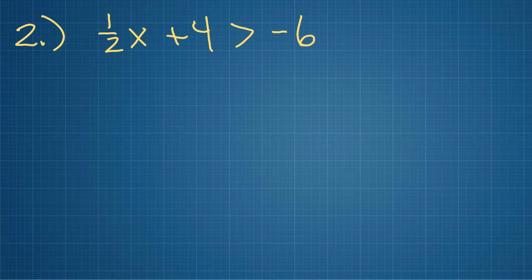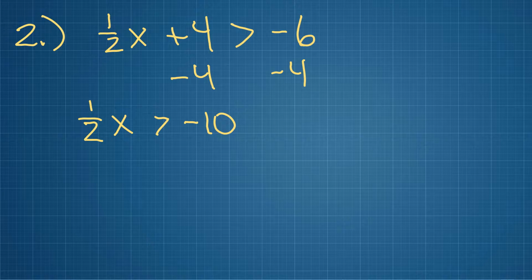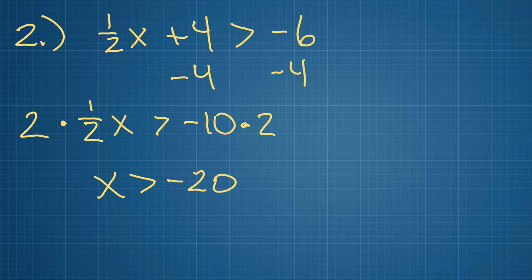All right, number 2. Same exact thing. We're going to do PEMDAS in reverse. I get rid of the addition. That's minus 4 from both sides. I have 1/2 x is greater than negative 10. Now, to get rid of the fraction, I'm just going to multiply both sides by 2. I get x is greater than negative 20.